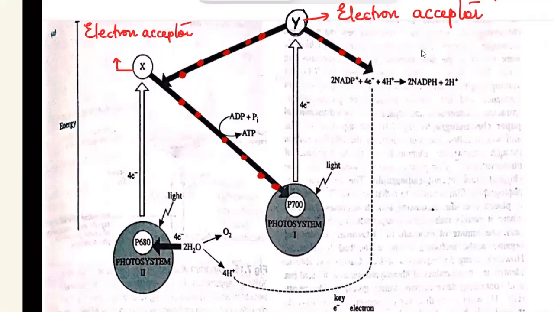Then these 4 electrons will move along the electron transport chain and combine with the protons and NADP plus, which will then form NADPH and 2H plus. Okay, you've explained it really very well.